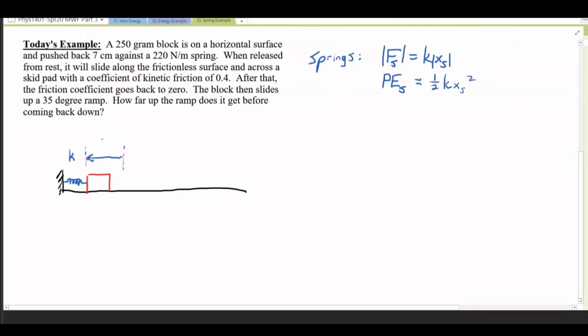Well, this spring has a natural length. So this block is pushing back 7 centimeters, and I guess I could call it -7 centimeters. So if the block wasn't there, the spring would be stretched out all the way to the second dashed line. But because somebody is putting their hand on there and pushing the block back, the spring is compressed by 7 centimeters. So that's going to give this system some initial energy.